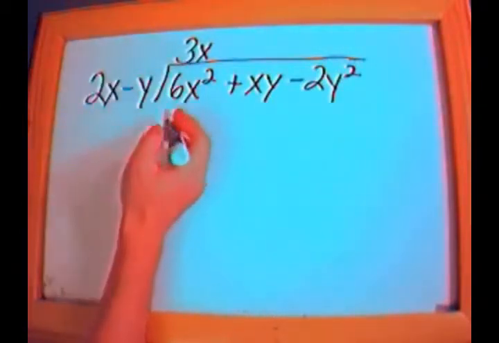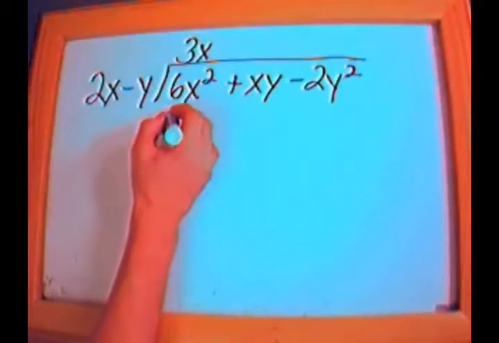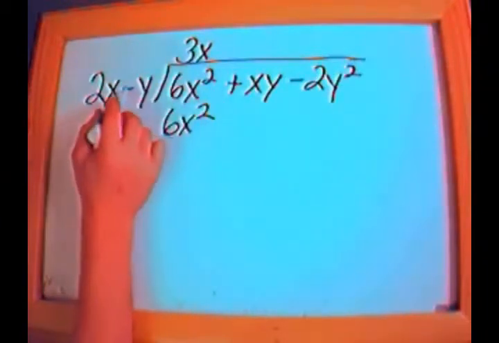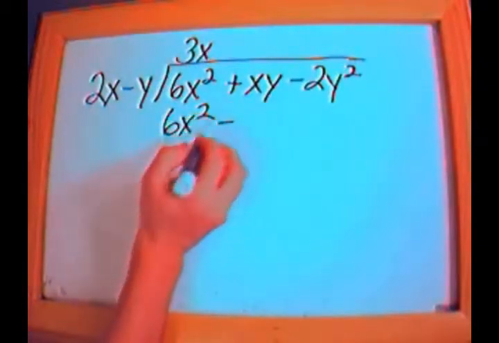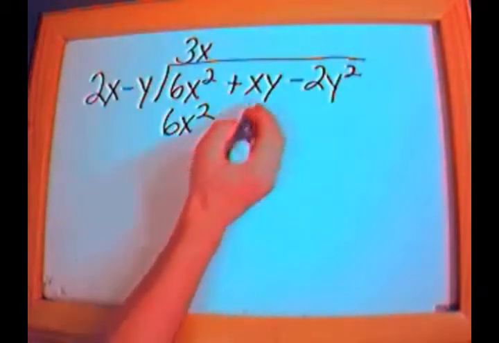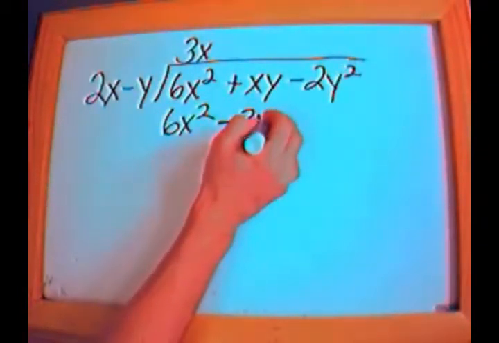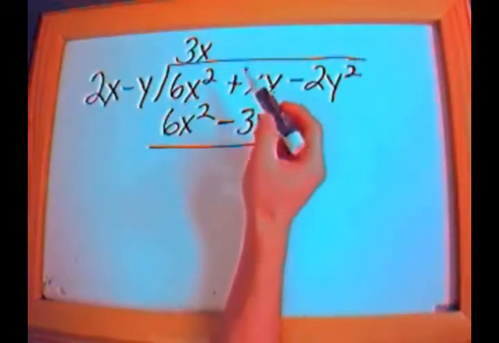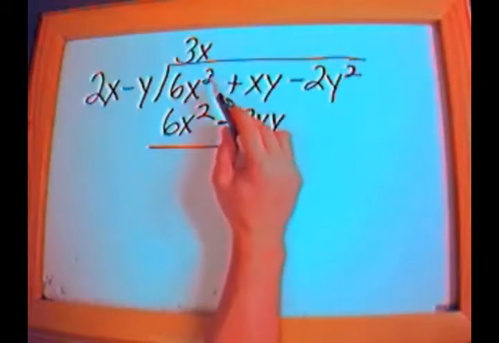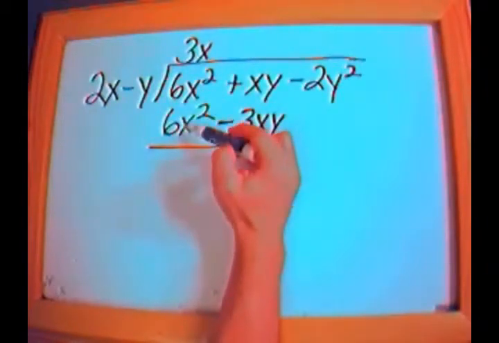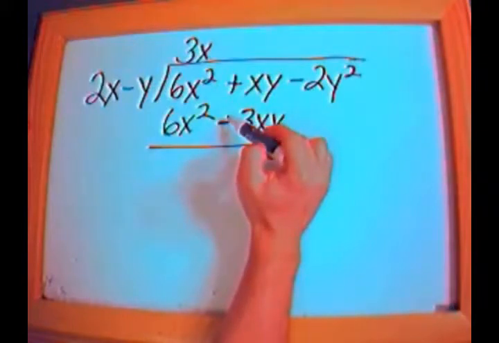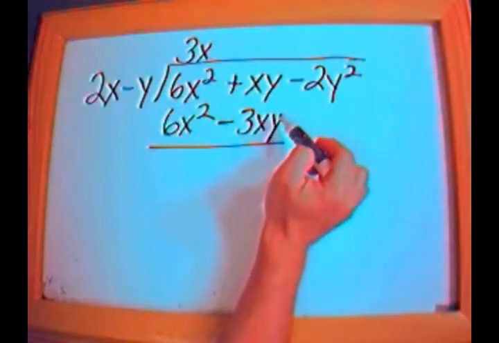So let's multiply this times this. 3x times 2x, we just said, was 6x squared. 3x times negative y is negative, so I've got to put the negative sign there. 3 times x times y. Now draw my line. Now, I'm subtracting this minus this. 6x squared minus 6x squared is 0. xy minus a negative 3xy.